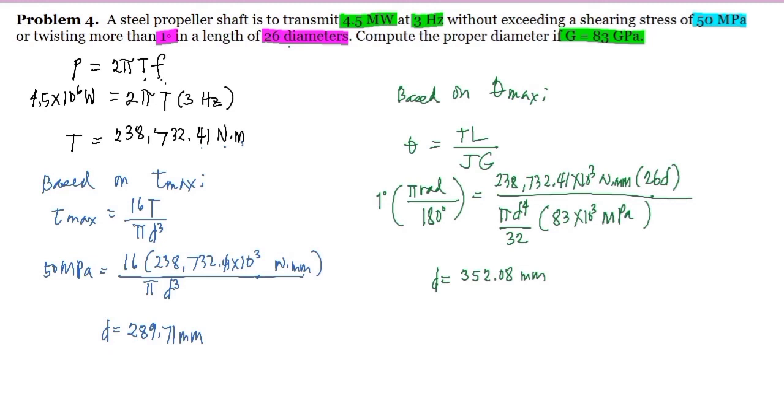So if we compare the two diameters, as you can see, if we are computing for the maximum load, the maximum torque, we go with the lowest value. But in here, for the safe value of diameter, we go with the highest value, because the larger the diameter, the more safe it is. Therefore, the answer is equal to 352.08 mm.